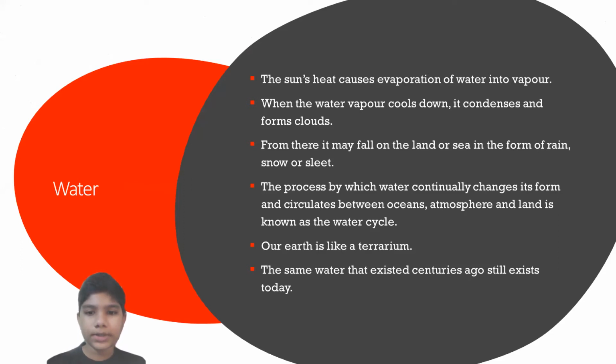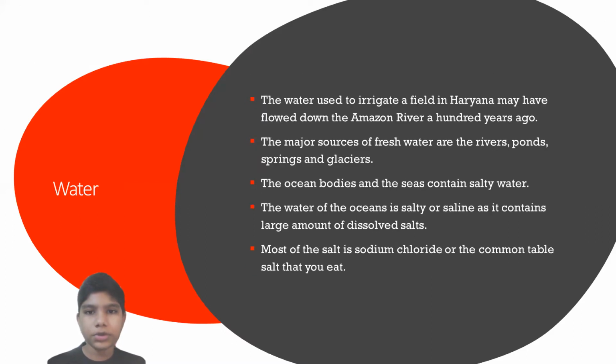Our Earth is like a terrarium. The same water that existed centuries ago still exists today. The water used to irrigate a field in Haryana may have flowed down the Amazon River 100 years ago.